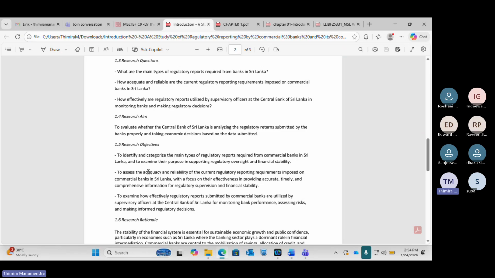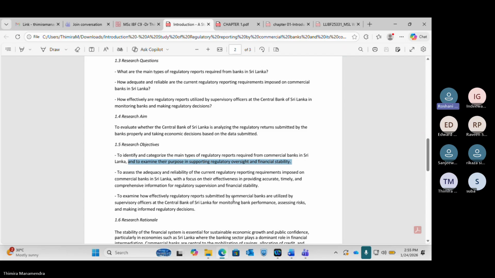Okay, there is a small problem there. The research question is: what are the main types of regulatory reports required for banks in Sri Lanka? Then your objective should be to identify and categorize the main types of regulatory reports required for commercial banks in Sri Lanka. The rest has to be removed, because if it stays, it is not in line with your question. Because this is another question.